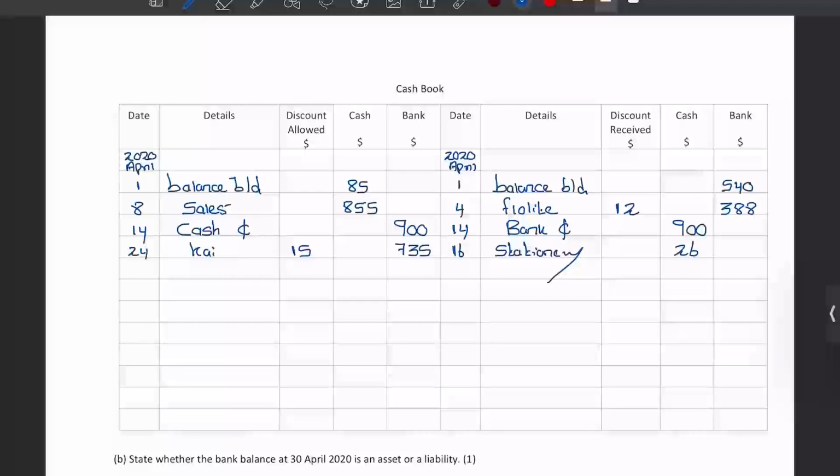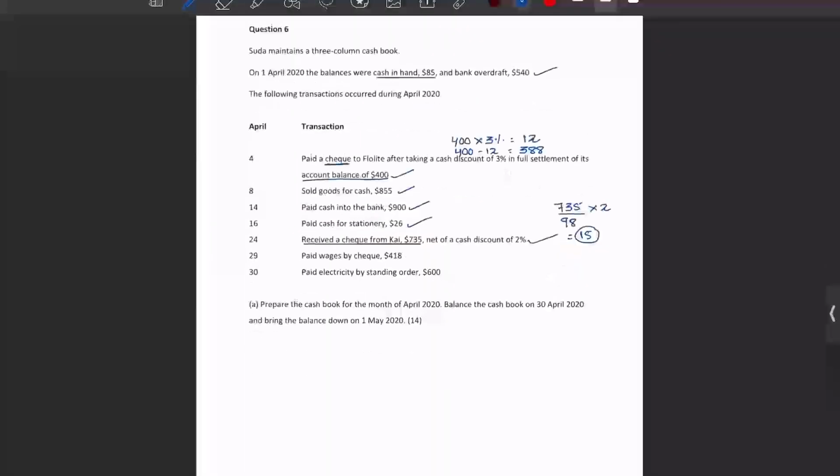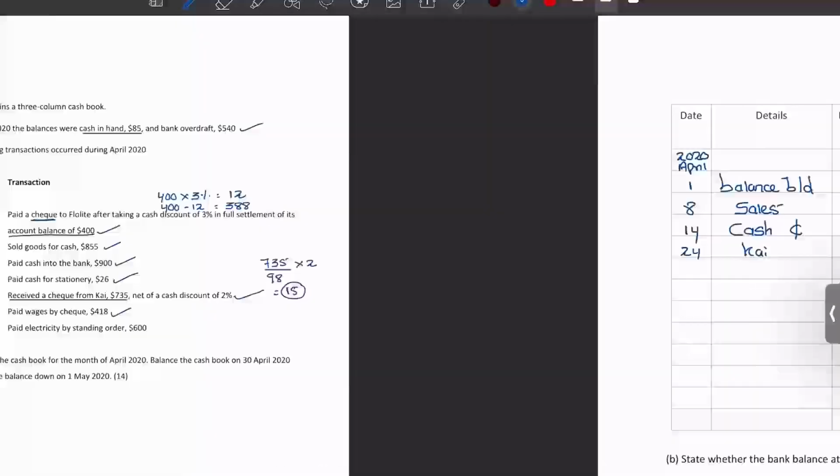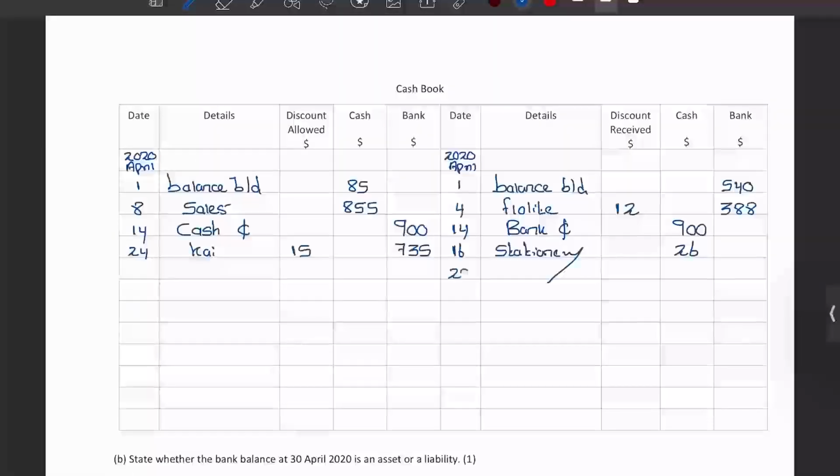Now the next transaction. Easy. Paid wages by check 418. What will happen to money in the bank? Reduce. Very good. So if money in the bank is going to reduce, you have to credit your bank account with 418. Write the date 29 and say wages and the amount that you paid from your bank account, 418. So money in the bank will reduce by 418. That is done.